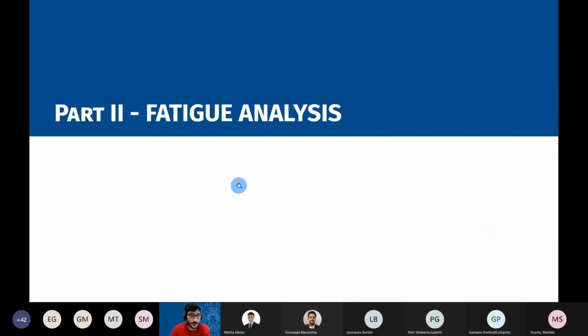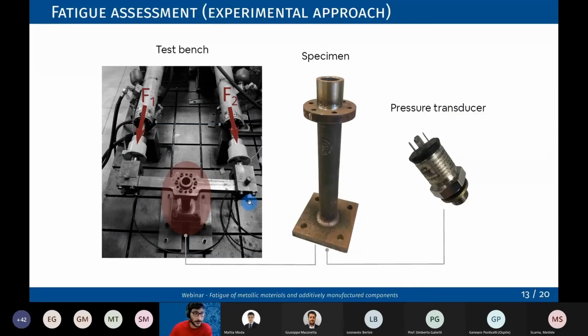Now I will speak about the second part, the fatigue analysis. This is still ongoing work, so I will provide some results, but I will not provide a discussion about them, because we are still doing some experimental work to understand if what we are seeing is true or depends on other sources of error.